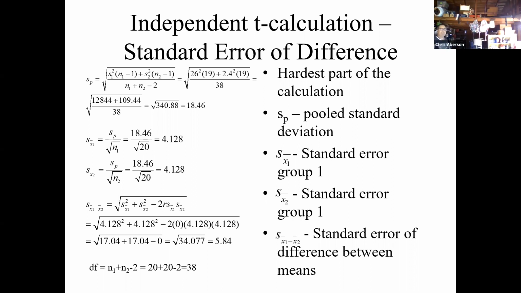When we get to the paired t-test, we will have a value there because we'll have the same people measured twice, and we'll know how well their score in time 1 is correlated to their score in time 2. Final thing I got on these slides, the degrees of freedom, just adding the two sample sizes, subtracting 2. All right, that's the first part of the calculation. That's the hard part.